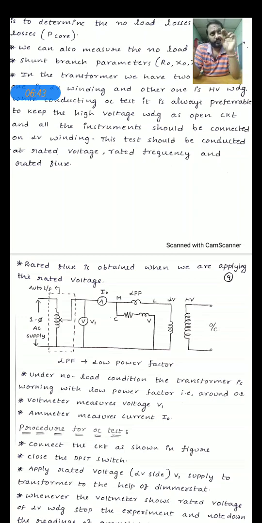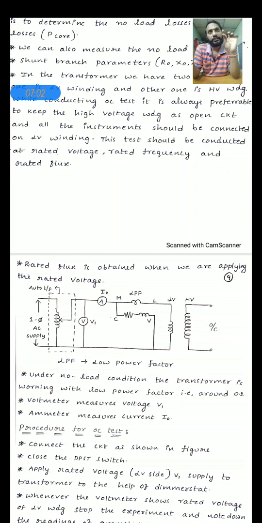If you apply a lower percentage of flux, then we know that iron losses or core losses are produced only due to the flux. So if you apply less flux, only a correspondingly reduced amount of iron losses exists.